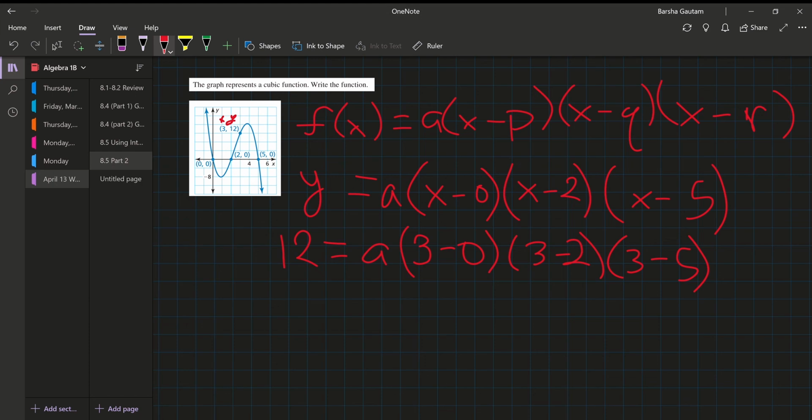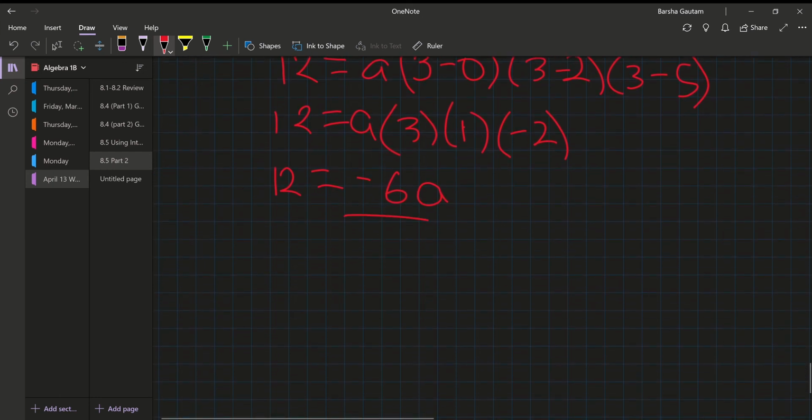Alright, now we just need to simplify this. 3 minus 0 is 3. 3 minus 2 is 1. And 3 minus 5 is negative 2. 3 times 1 times negative 2 is negative 6 times a. So we now divide this by negative 6 on both sides. 12 divided by negative 6 is negative 2. And that is our a. Wow, it's the same as last time. Negative 2 for a again.